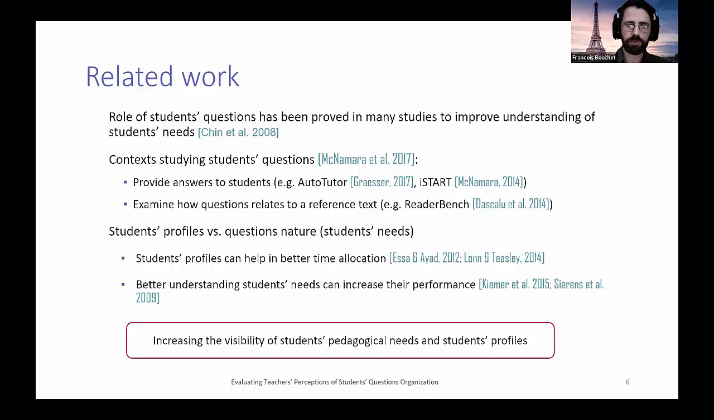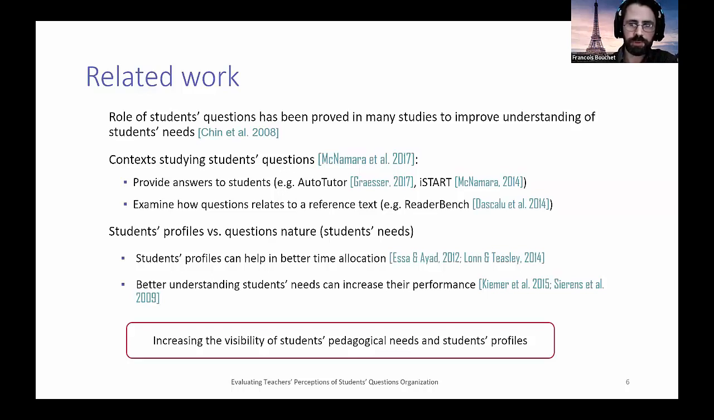But the question of how to present the information on questions hasn't really been explored much, as far as we know, in the learning analytics community. As we have stated before, one point that we want to investigate here is how the students' profile or the nature of the question that they ask are relevant, and in particular whether one of them or both combined could be the best option.